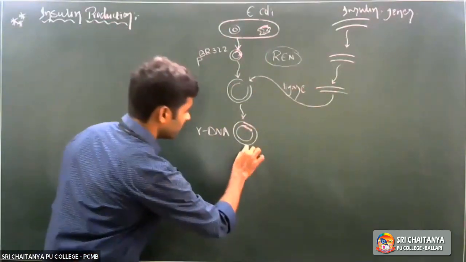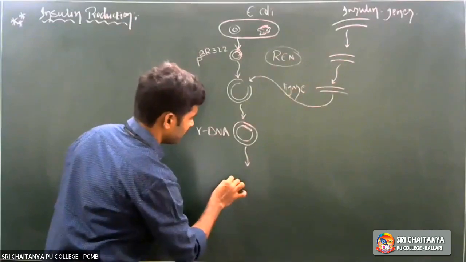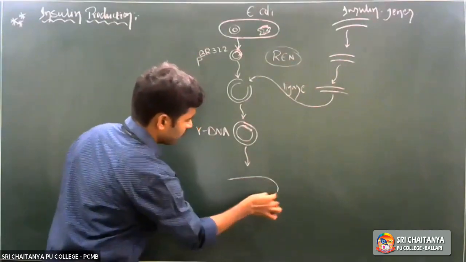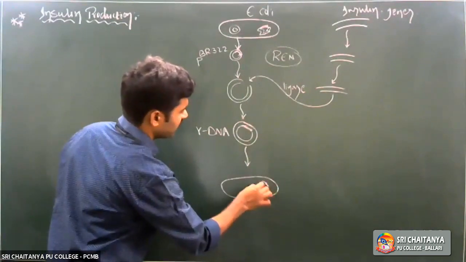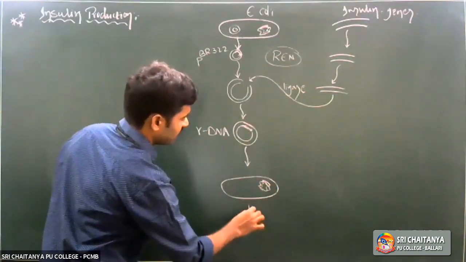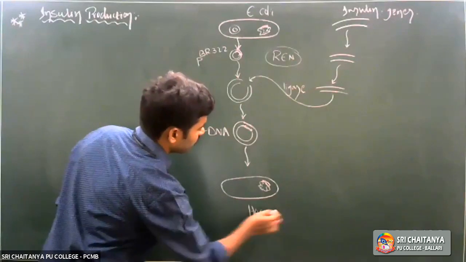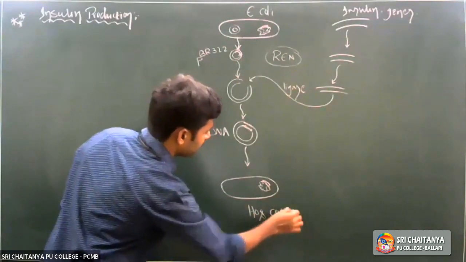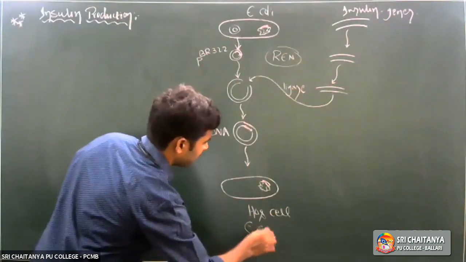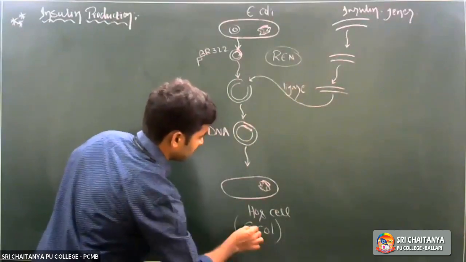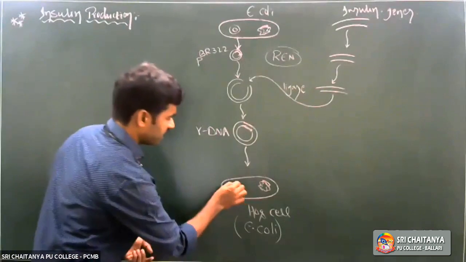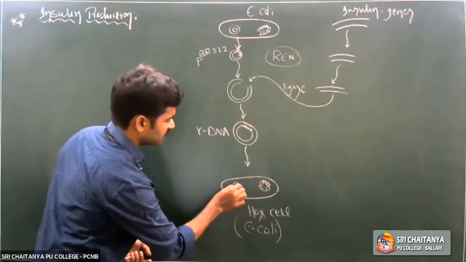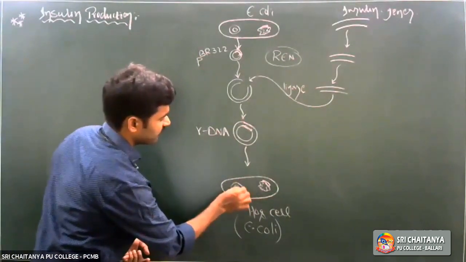Then that rDNA is inserted into the host cell cytoplasm. Which cell acts as the host cell here? Again, a bacterial cell only, another E. coli bacterial cell. So that rDNA is inserted into the Escherichia coli bacterial cell.